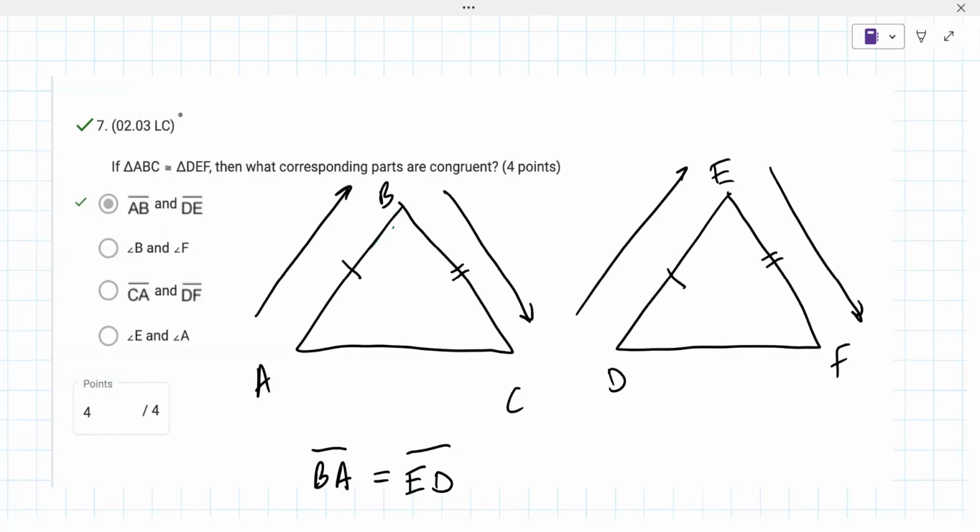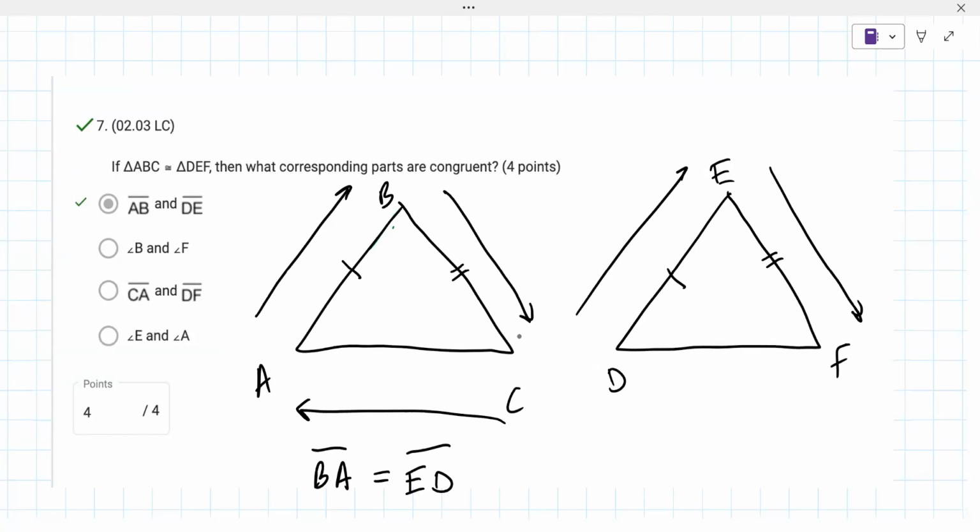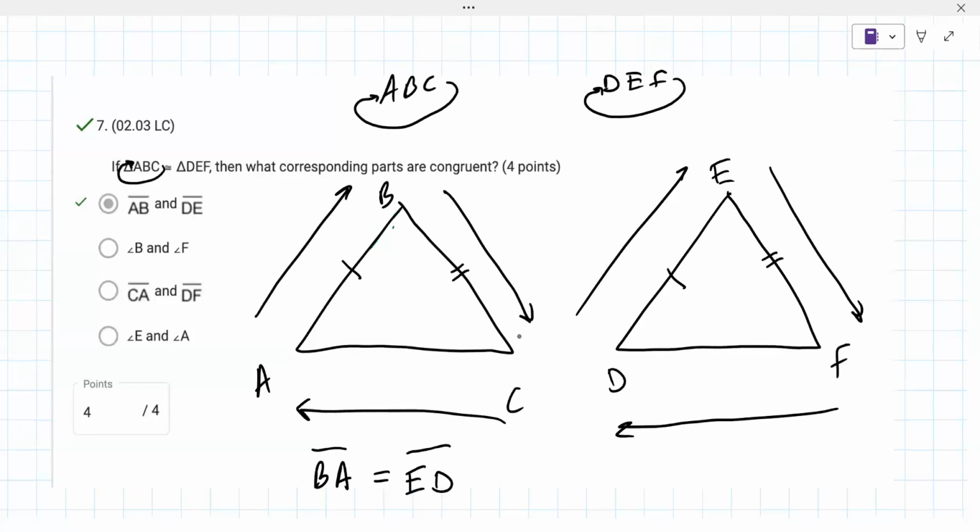Sorry to interrupt, but the one that we were contemplating before submitting this was CA and DF, because the order is wrong. C wraps around to A in triangle ABC, so then it should be FD, because it would have to be F to D in that case. The order matters. The direction matters.